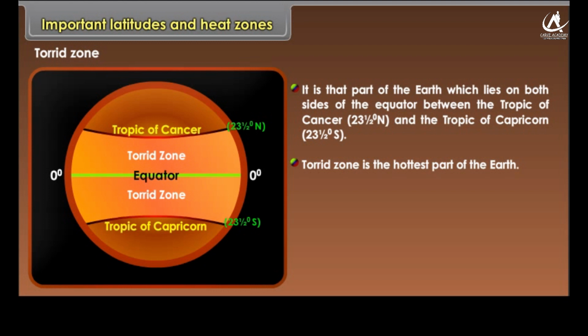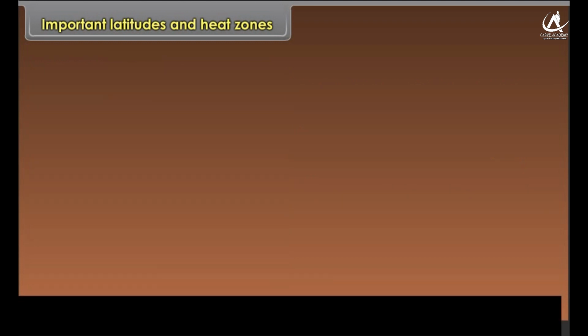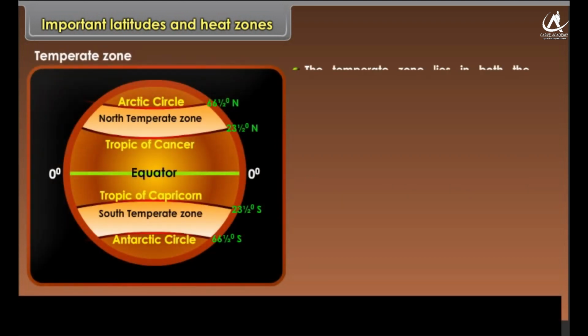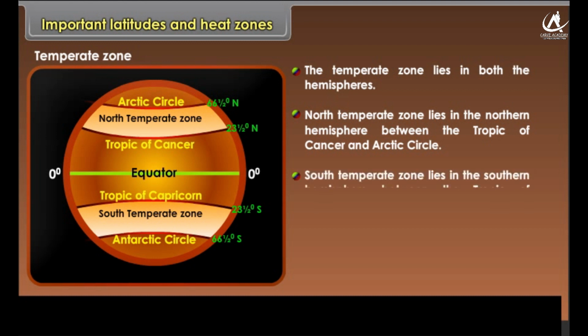This zone receives the maximum amount of heat throughout the year because the rays of the sun fall vertically on this zone. Temperate zone. The temperate zone lies in both the hemispheres. North temperate zone lies in the northern hemisphere between the Tropic of Cancer and Arctic Circle. South temperate zone lies in the southern hemisphere between the Tropic of Capricorn and the Antarctic Circle.